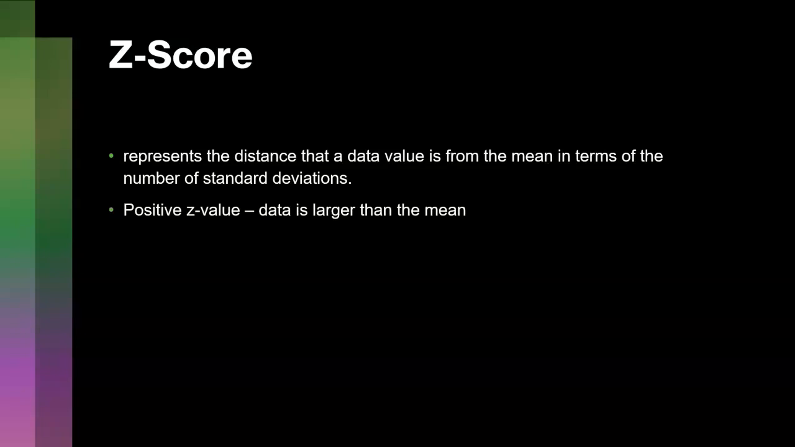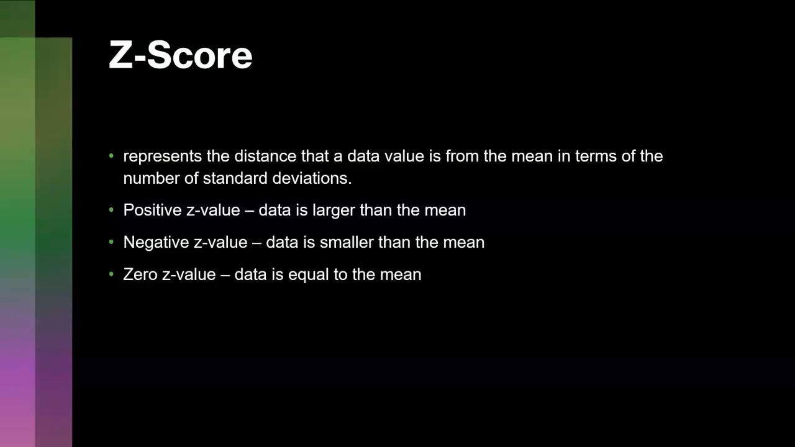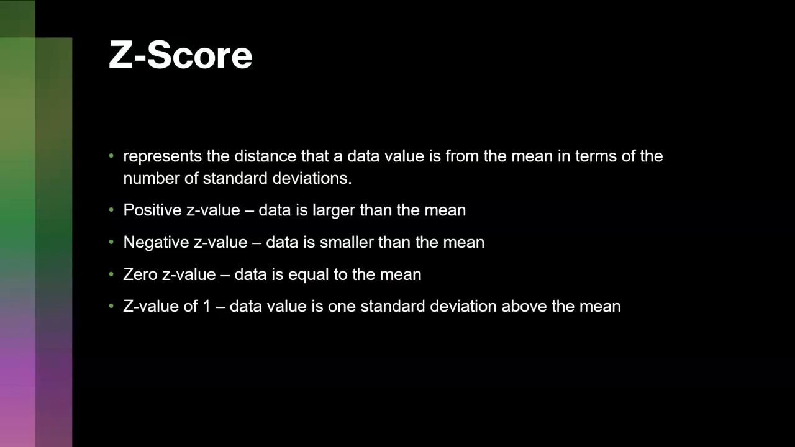All right, so if a z-value is positive, that means that the data value is larger than the mean, okay? If the z-value is negative, that means that the data value is smaller than the mean. And if the z-value is 0, that means that the data value is equal to the mean, alrighty? Positive z-value means it's larger than the mean. Negative z-value means it's smaller than the mean. And a z-value of 0 means that it's equal to the mean.